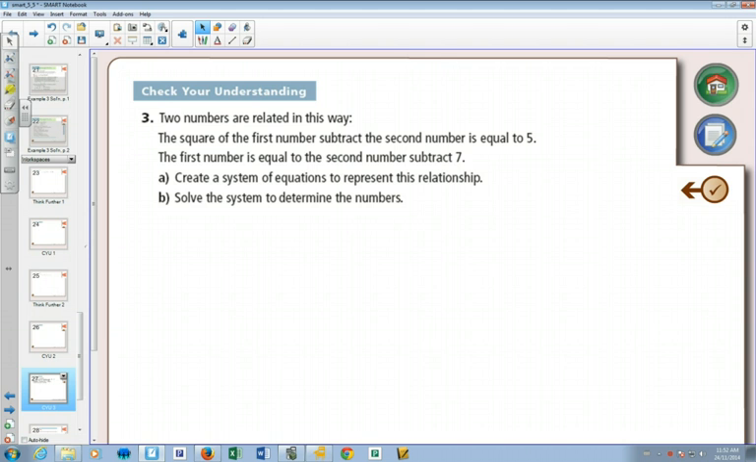No, like let's say the square of the first number subtract the second number is equal to 5. So you need to translate that from English into math. Sounds fun.